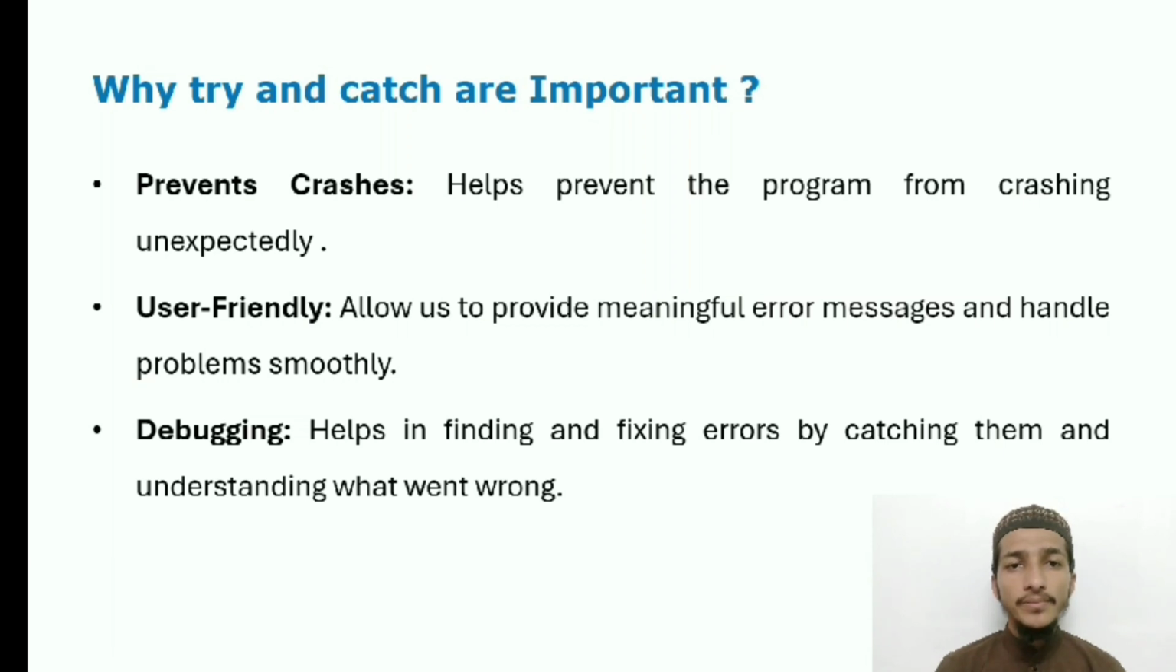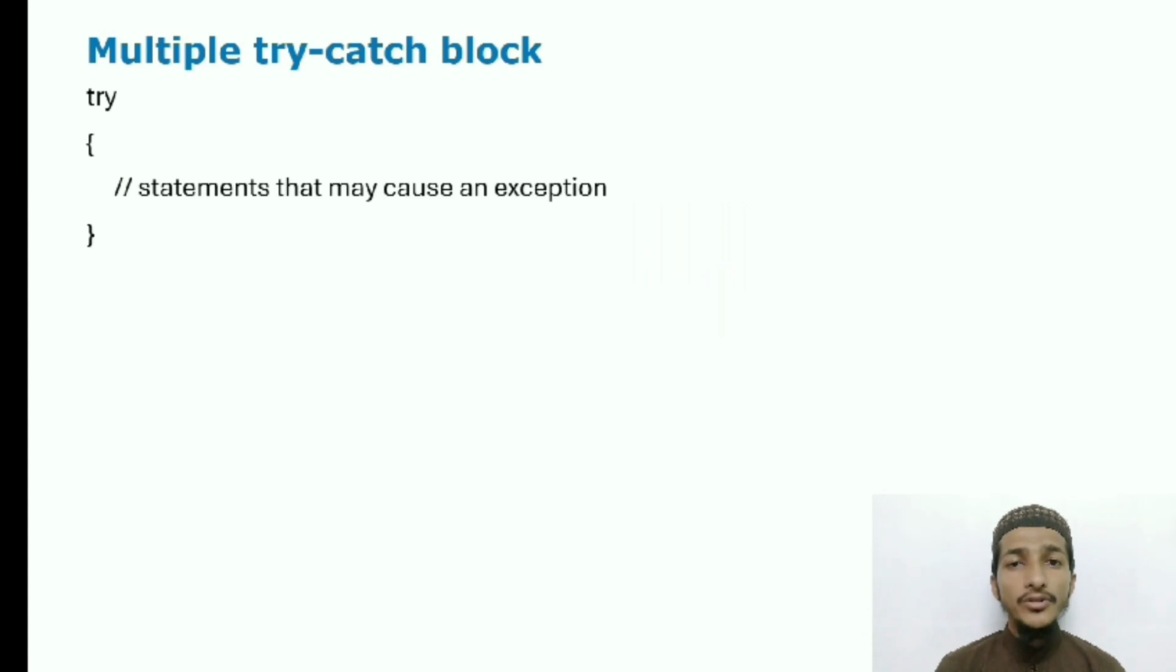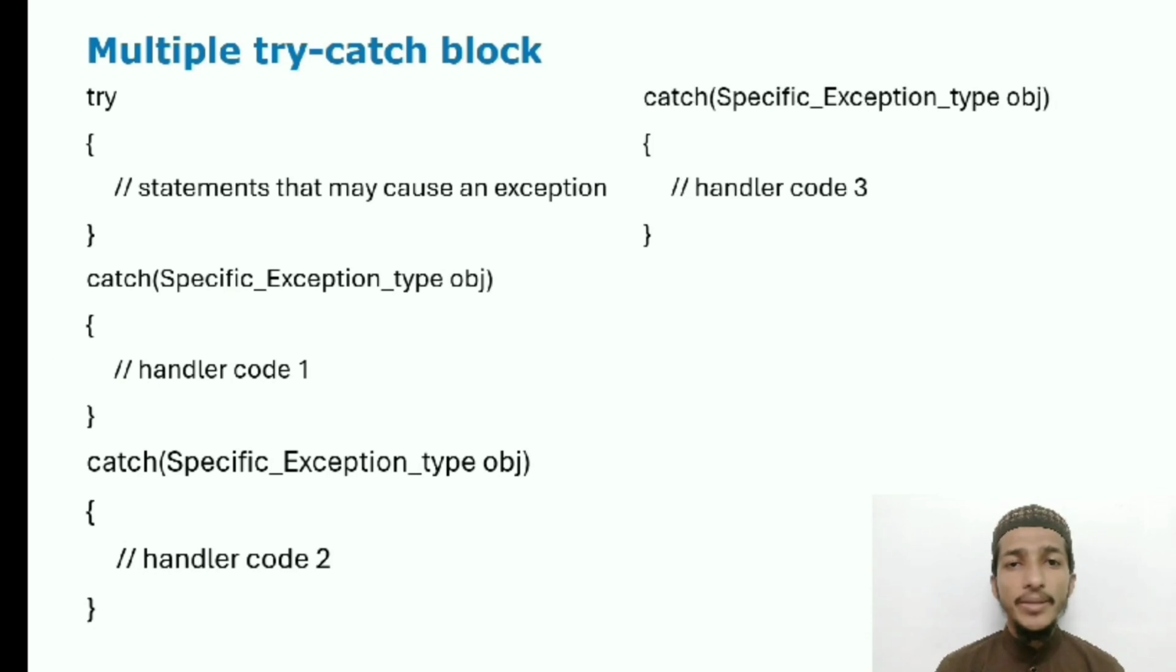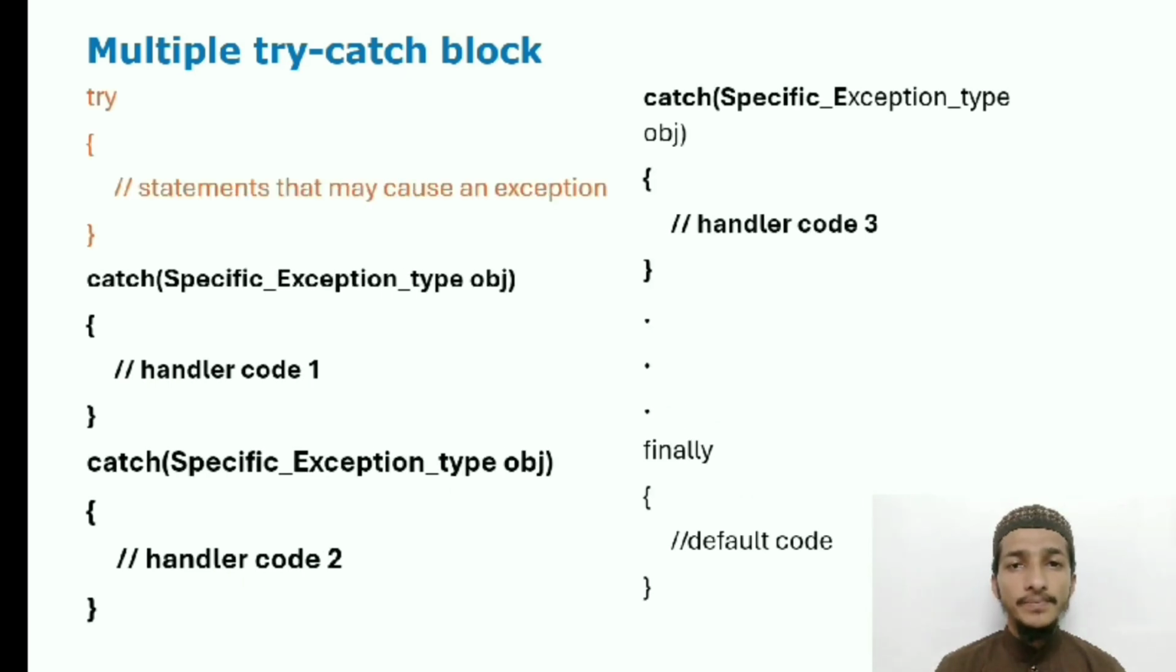Multiple try-catch block. In C#, we use only one try block per structure. However, we can pair the single try block with multiple catch blocks to handle different types of exceptions individually, and at the end one finally block, which is optional. So basically the format of multiple try-catch block is one try block, multiple catch blocks, and one finally block.